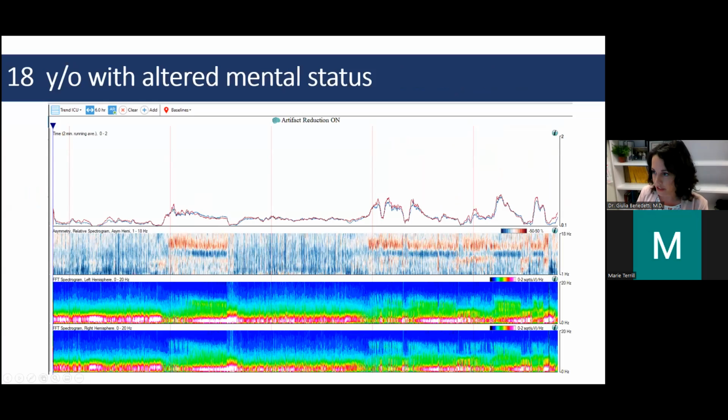This is just one more example of asymmetric sleep architecture in the ICU and how it correlates with pathology. This is an 18-year-old with altered mental status, and you can see in this state, things look fairly symmetric. Left hemisphere has a little more power at the low frequencies. And then during this state, there's some asymmetry going on.